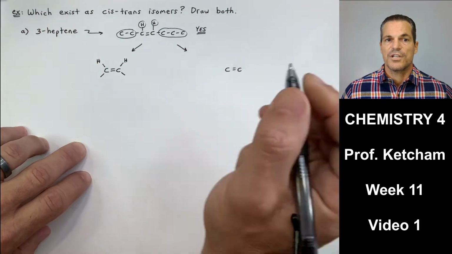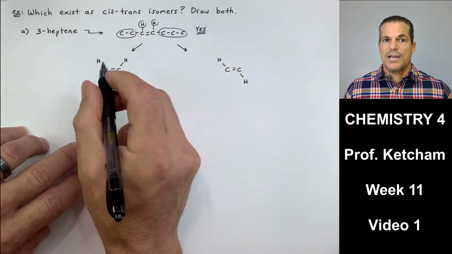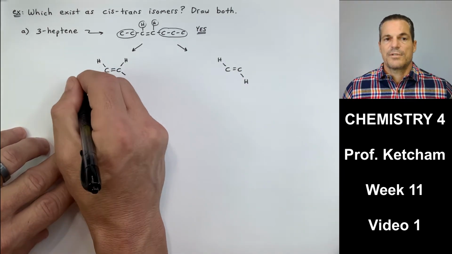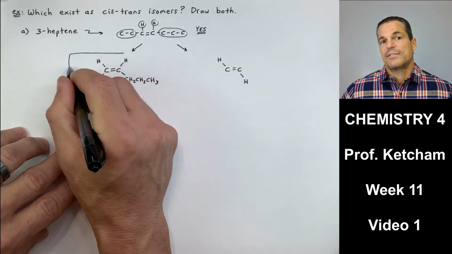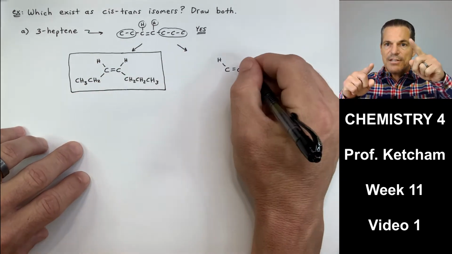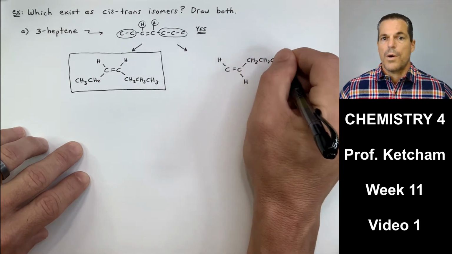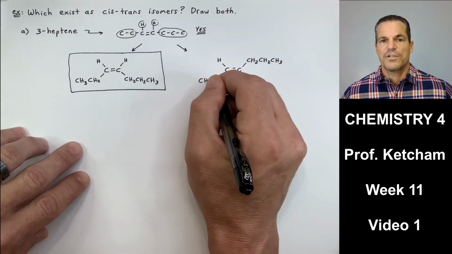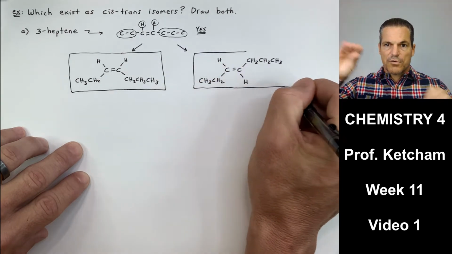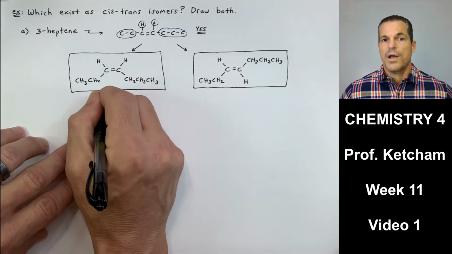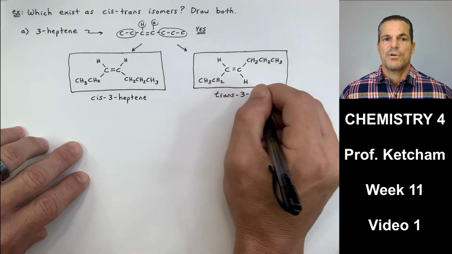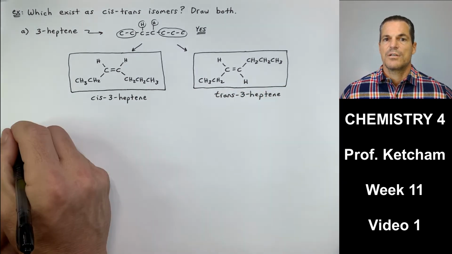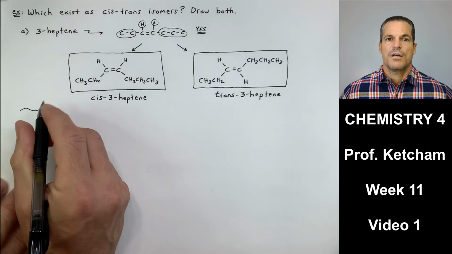The cis version is going to have the H's on the same side, or the smaller substituents on the same side. And then I draw the 2 larger substituents down, that's cis. If I draw my H's across from each other, like the one on the right, or if I draw my larger substituents across from each other, then I have trans-3-heptene. And you see how I put the cis dash, trans dash, 3-heptene.